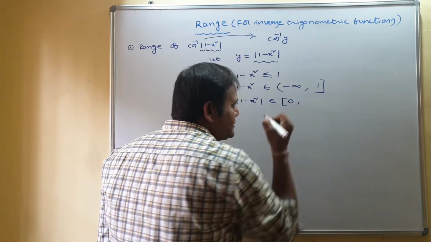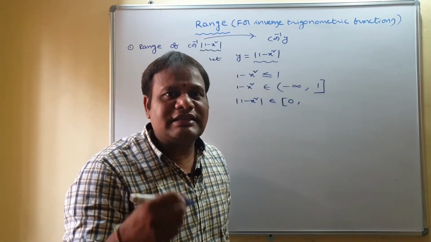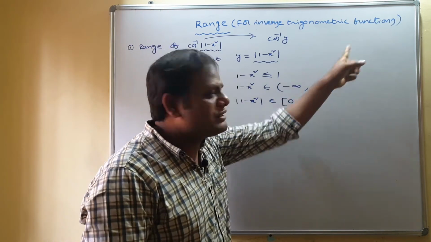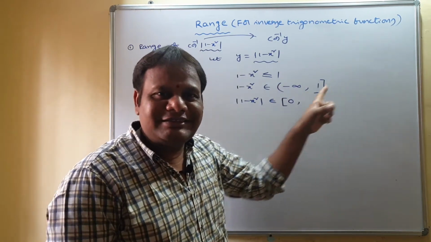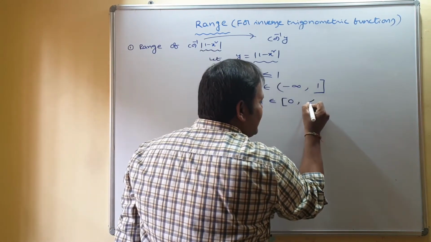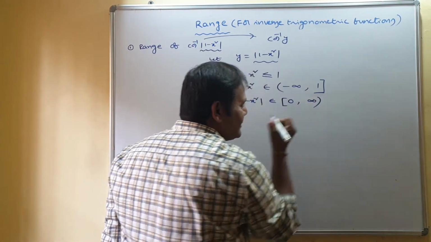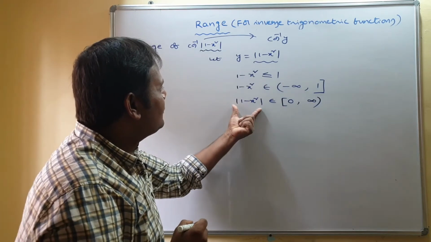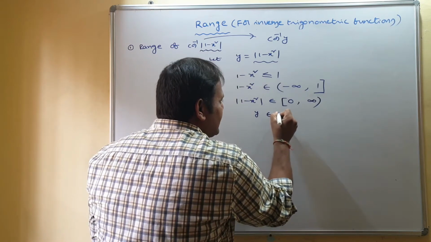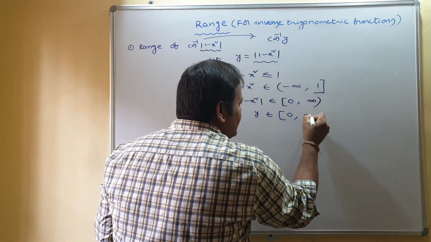So closed interval 0. Can you guess what is the greatest value? Yes, the greatest value approaches plus infinity. Why? Because we are taking modulus to every value. So the greatest approaches plus infinity. Is it clear? Okay. Mod 1 minus x square is y. So we got y belongs to closed 0 infinity.